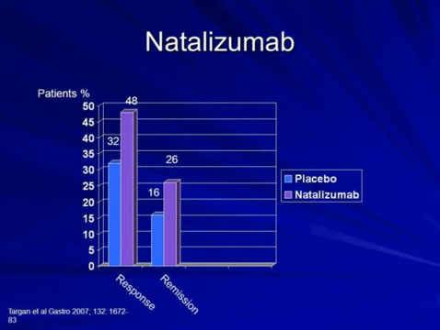This slide shows response and remission data for natalizumab at week 8, sustained through week 12, compared with placebo. And you can see it's clearly better than placebo, both for response and remission data. Other reported benefits have included steroid-free remission, improved quality of life, reduced hospitalization, and avoidance of surgery.